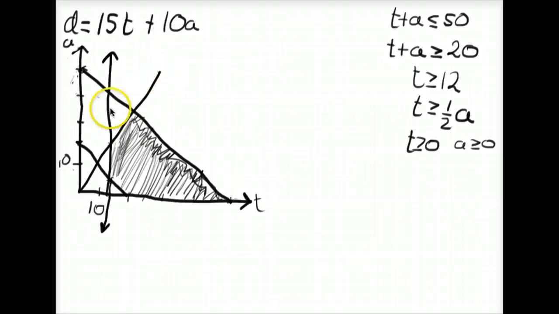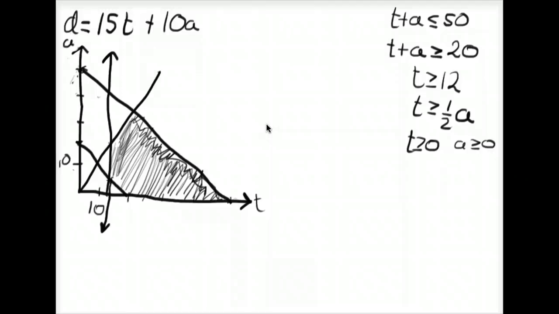So since D, I have this set up as the A axis for the aides, and this is the T axis for the teachers. But since D is a third variable, the D axis should be coming up vertically out of the page. However, there is a clever way of reducing this three-dimensional problem to a two-dimensional one.